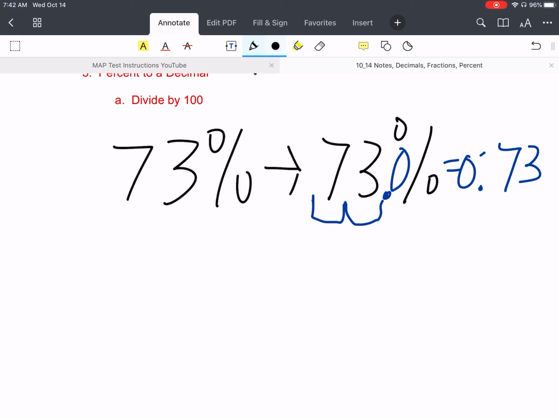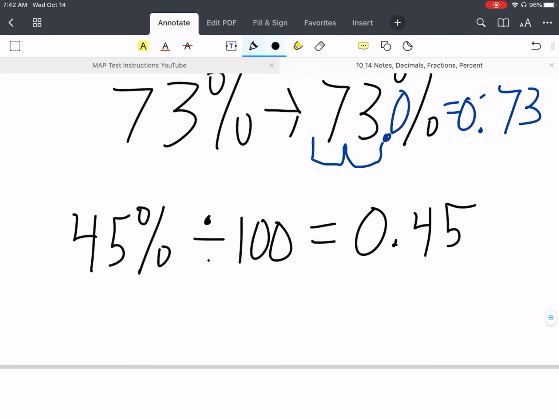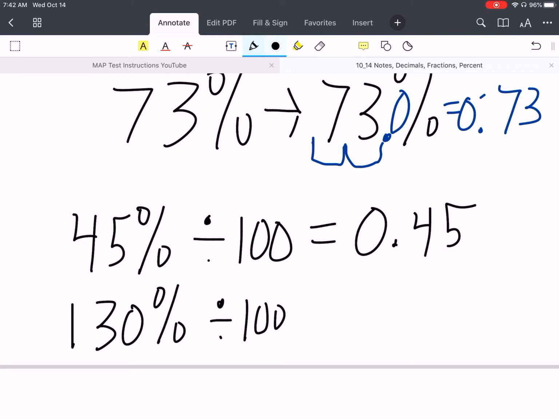So if we have 45%, going to divide by 100, that will leave us with 45 hundredths. If you have a percentage larger than 100%, if you have 130%, you're still going to divide that by 100. But the decimal point's only going to move 2 spots. So it's going to go 1, 2. We'll end up with that as a decimal. And this 0 is optional. You would not need to write that.